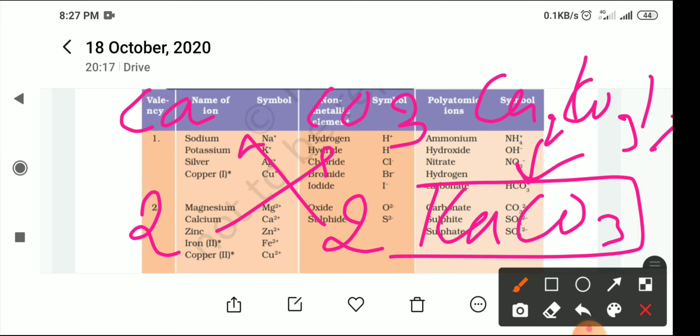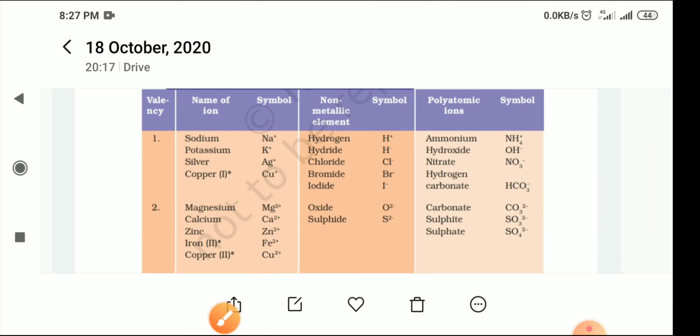And the chemical formula of calcium bicarbonate will be Ca(HCO3) whole twice, and the bracket should be there. So you should know how we are going to write chemical formulas. For writing a chemical formula, the important thing is that you should know each and every symbol of the element, and then you should know its valency. Only then can you do it.